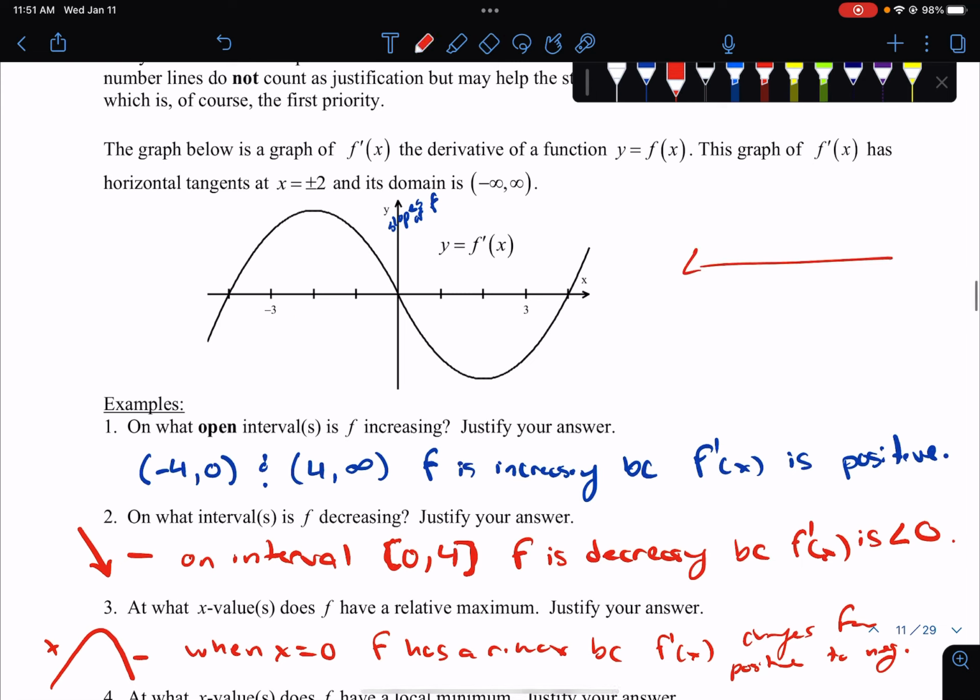F double prime sign chart. Remember, you want to know when f double prime would be 0 when you're making this chart. So you're looking for the slope of f prime to be 0. Well, it's 0 right here at -2, and it's 0 right here at +2.